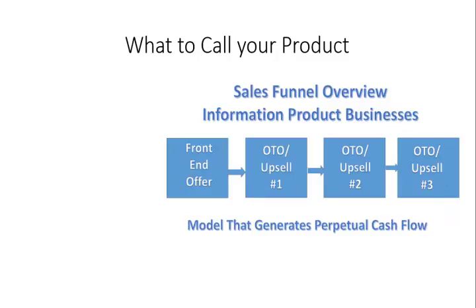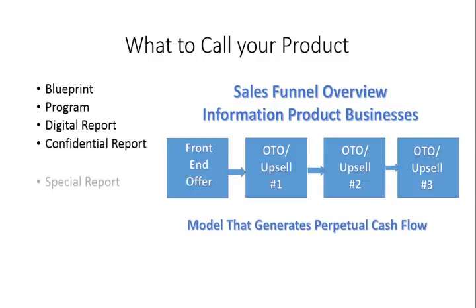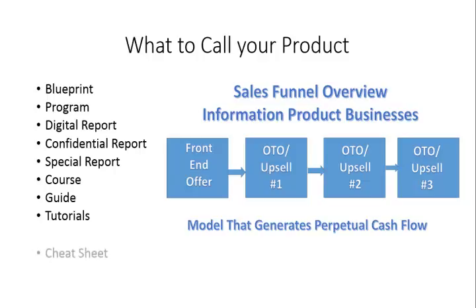So now, what are you going to call your product? One of the things to think about is that the way you name the product, or what you actually call it, matters to the customer. You can call your product a blueprint. Once again, don't call it an ebook. Call it a program. Consider calling it a digital report, a confidential report, or a special report. These are all names you can consider: a guide, a course, or tutorials. All of these things really give your buyer a perception of increased value. This is what you want to think through again as you start to narrow down what you're going to deliver and how you're going to deliver it.